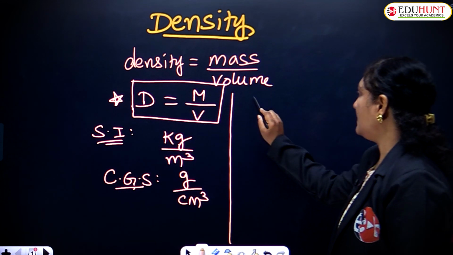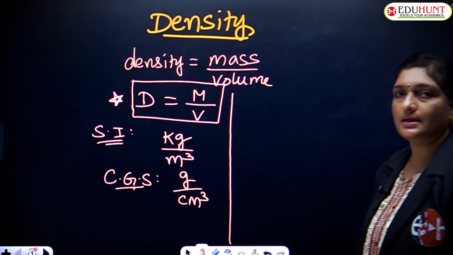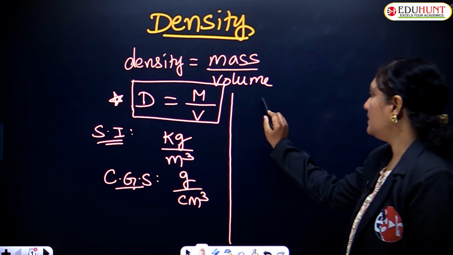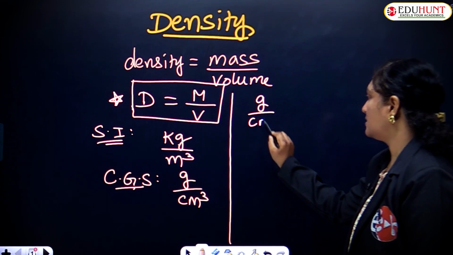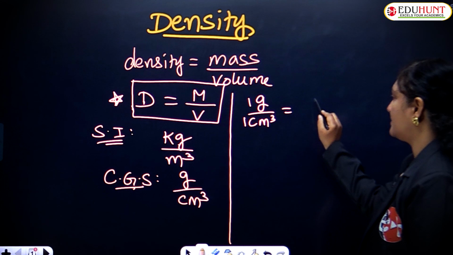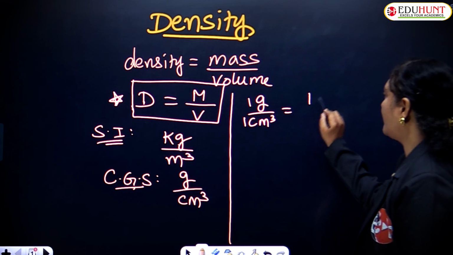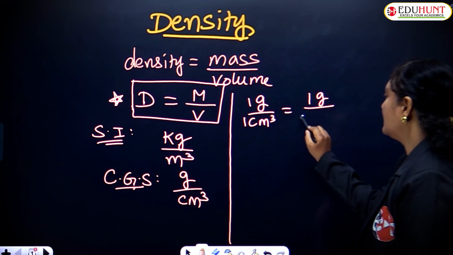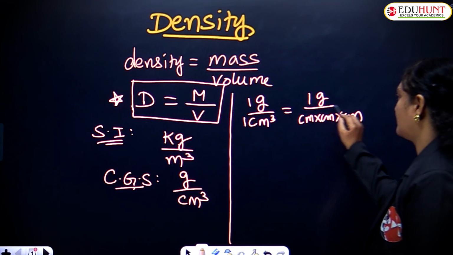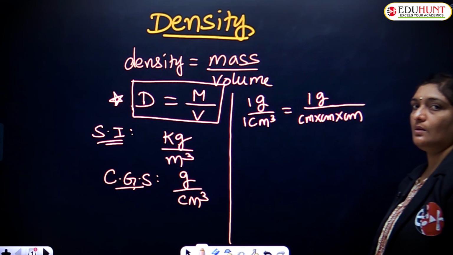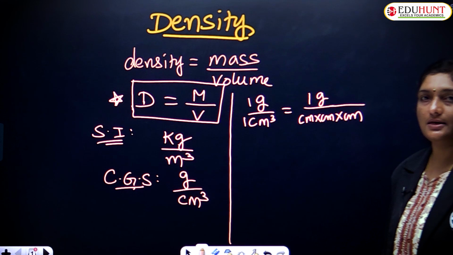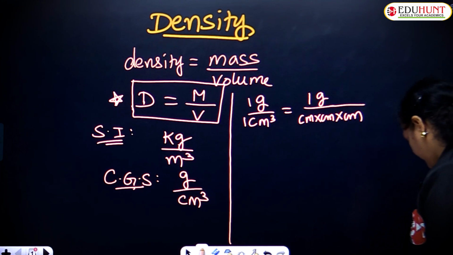So, how many gram per centimeter cube makes a kg per meter cube? Let us go here. 1 gram per centimeter cube can be written as 1 gram per 1 centimeter cube, which is nothing but 1 gram upon centimeter into centimeter into centimeter. Isn't it, children? So, 1 gram per centimeter cube is 1 gram upon centimeter into centimeter into centimeter.